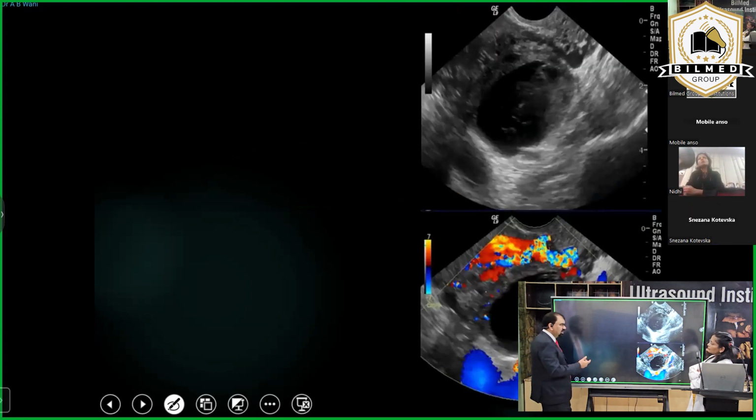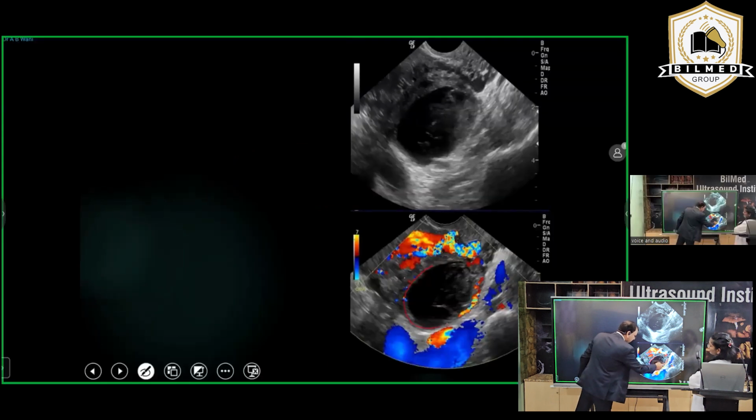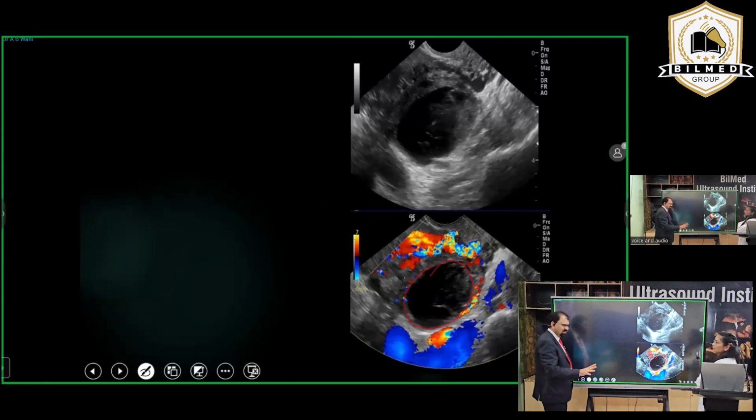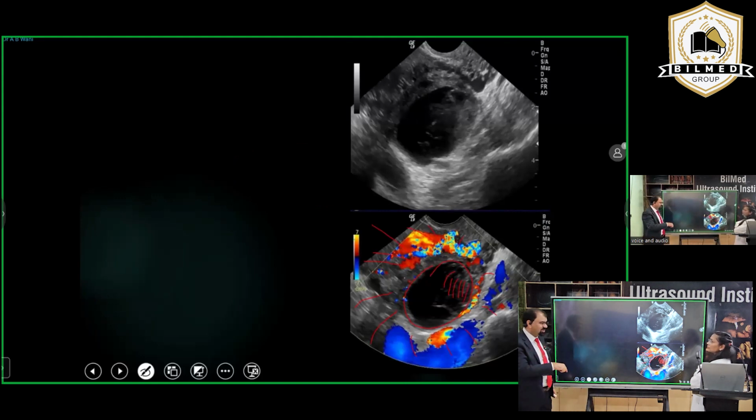Hemorrhagic cysts are not taking the color. Now see, this is the hemorrhagic cyst over here. This hemorrhagic cyst will never take the color. Now this color is not from the cyst, but from the adjacent tissues over there. But if this hemorrhagic cyst, from this clot over here, will take color, that is not a hemorrhagic cyst, but a complex cyst and going in favor of malignancy.